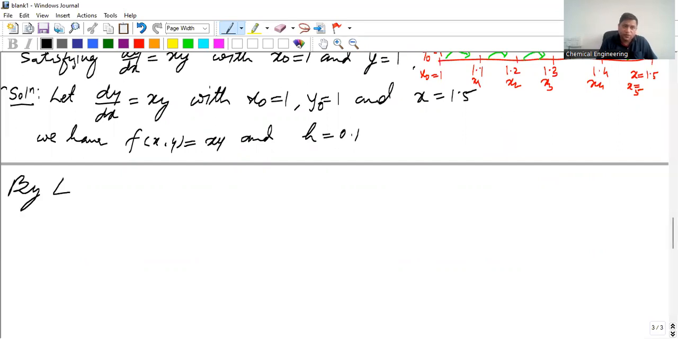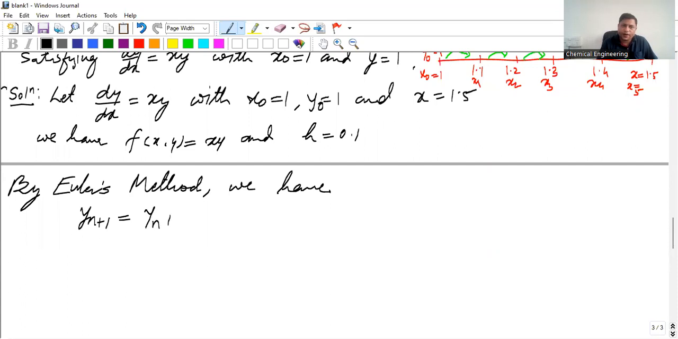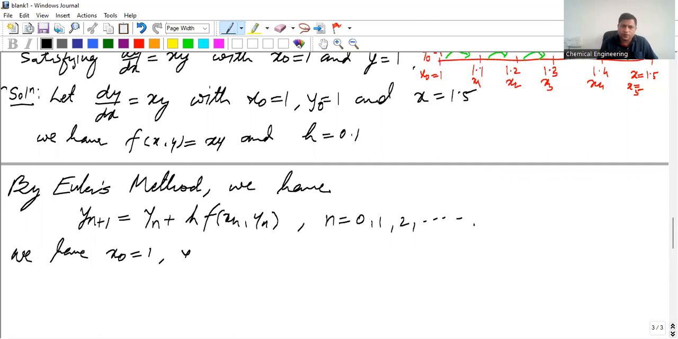So we can say by Euler's method, we have y(n+1) is equal to yn plus h times f of xn, yn, where n is 0, 1, 2, 3 onwards. Okay, so we have x0 equal to 1, y0 equal to 1, and h equal to 0.1.